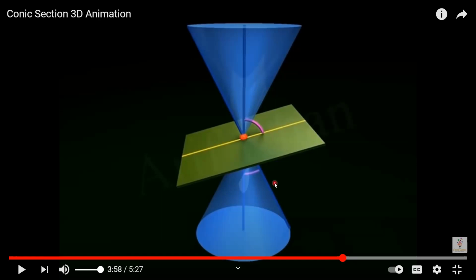So here when the plane cuts horizontally, meaning exactly at the middle, the point of intersection you will get is only one point. A point is a point of intersection of a double napped cone and a plane, so it is also known as a conic section, but it has a particular name: degenerate conic.